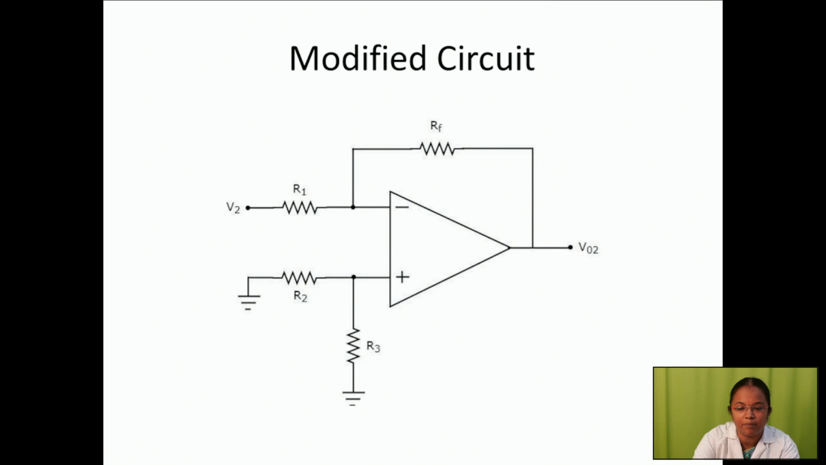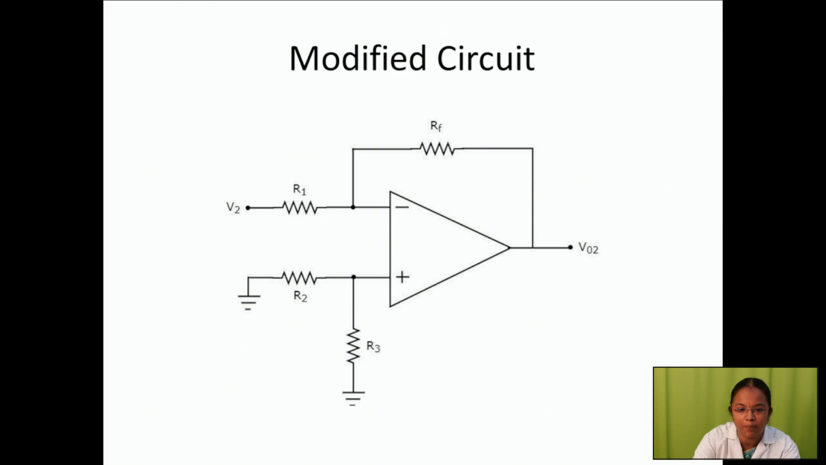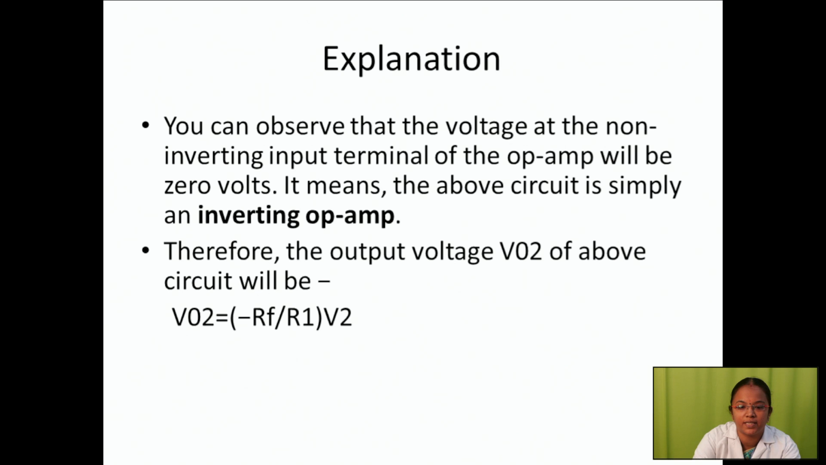What is the gain of the inverting amplifier? The output voltage V02 equals minus RF by R1 into V2. Because the non-inverting terminal is grounded and the supply is given only to the inverting terminal, it looks like an inverting amplifier, so straight away we can write the gain. V02 equals minus RF by R1 into V2. This is the output voltage from step 2.